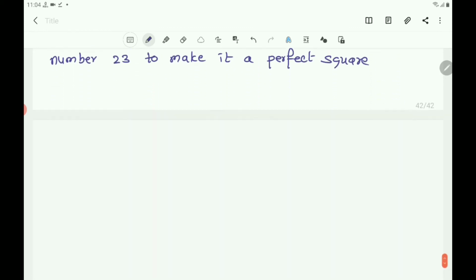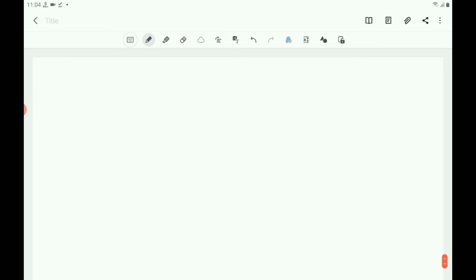Then let us take the next number, that is 2800. Fifth one, 2800. Now you find the prime factors of 2800.